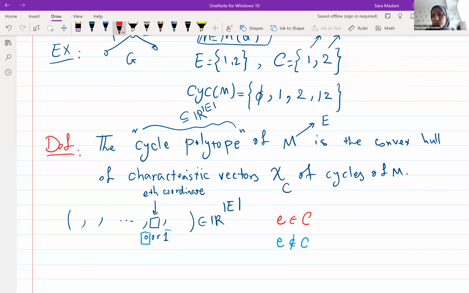The characteristic vector, as you know. Okay. So having a matroid, we understand its cycles. The cycles have some characteristic vectors in R to the E. And then we take the convex hull of these points. Then we get a polytope, the cycle polytope of a matroid, and we denote it by P cycle of M.